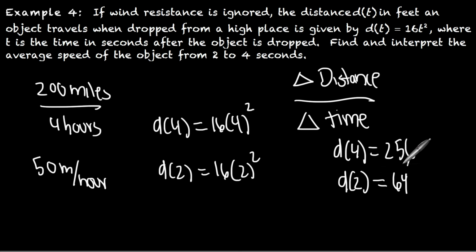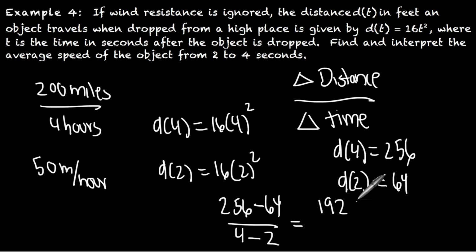So it has changed its position by 192 feet. So 256 minus 64 over 4 seconds minus 2 seconds ends up giving us 192 feet divided by 2 seconds. So the average speed was 96 feet per second.